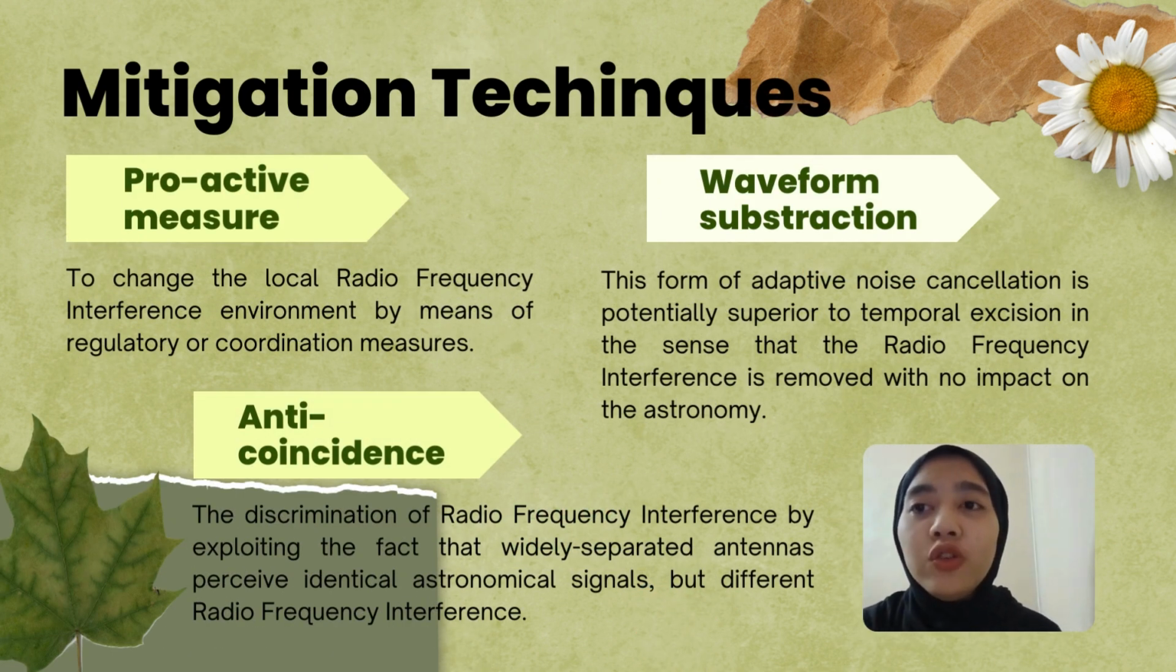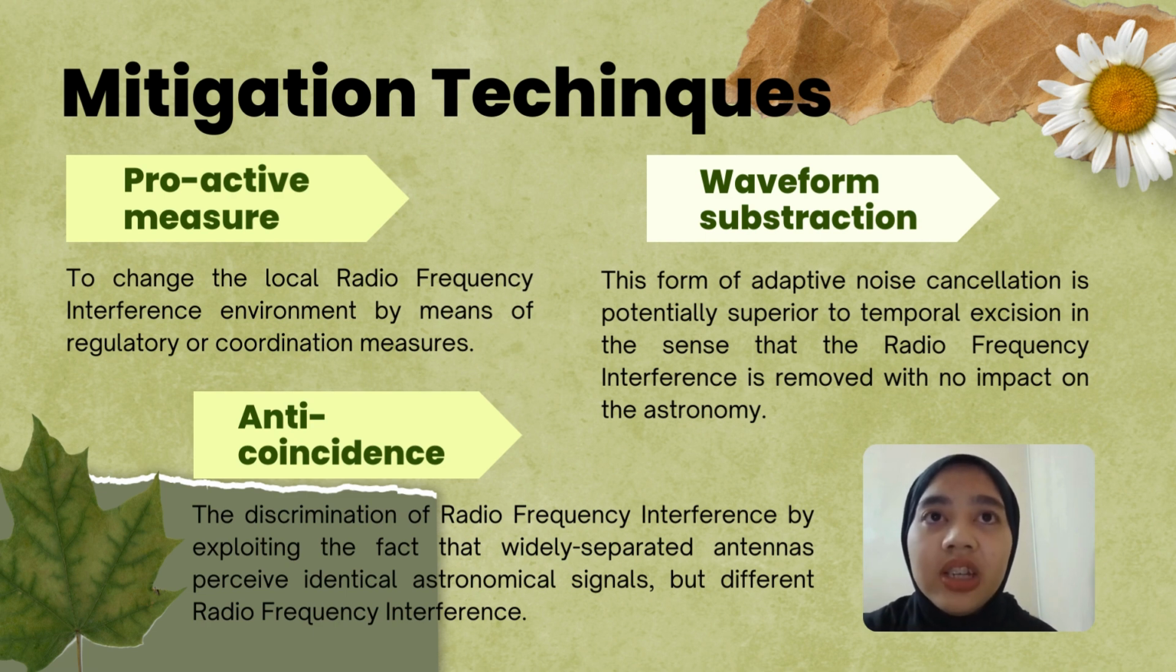Next, I would like to share with you mitigation techniques for radio frequency interference. The development of techniques for mitigating radio frequency interference present in the analog output of radio telescope receivers has been a rapidly developing field in recent years. Some of the techniques are proactive measures. This is to change the local radio frequency interference environment by means of regulatory or coordination measures. In addition, some modification to receiving systems may be possible in some situations to exclude radio frequency interference from observational data by using filters or robust receiver design.